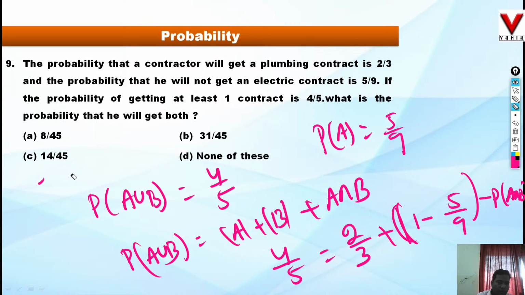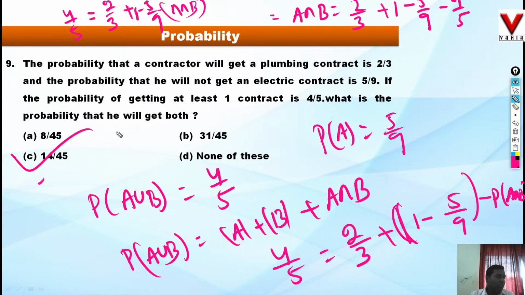4 by 5 is equal to 2 by 3 plus 1 minus 5 by 9 minus P(A intersection B). Then P(A intersection B) is equal to 2 by 3 plus 1 minus 5 by 9 minus 4 by 5. If you solve this question, then C will be the answer, 14 by 45.